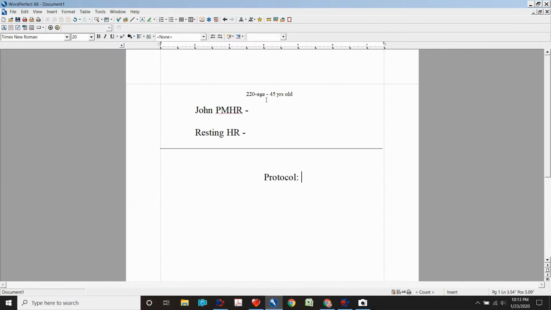So let's say that we have John here, and we need to know his predicted max heart rate. If you remember, his predicted max heart rate actually is 220 minus his age, and he's 45, so that gives us his predicted max heart rate of 175. John also has a resting heart rate of 75. So the difference between his resting heart rate and his maximal heart rate, we made it easy, is 100 beats, right? And those 100 beats, if we're aiming for a 10-minute test, we should take those 100 beats and divide them up by 10 minutes.